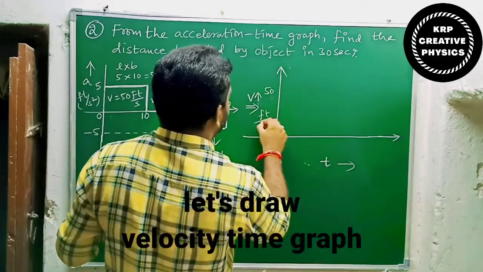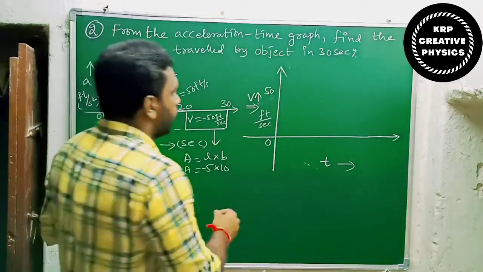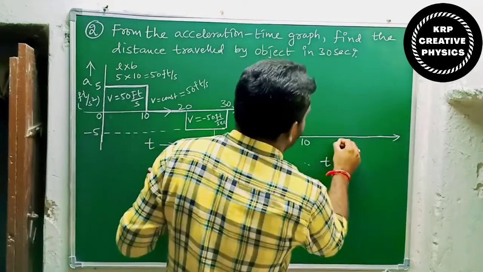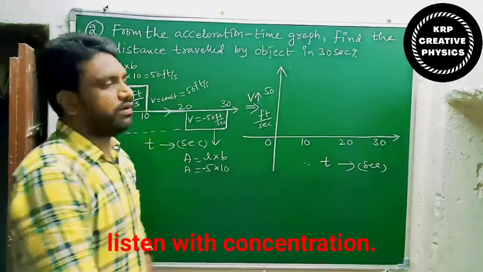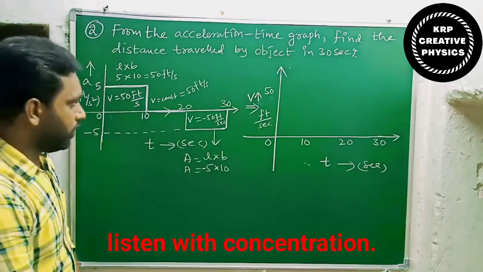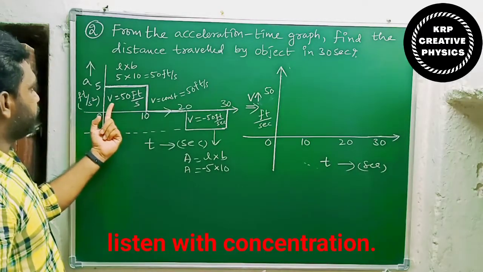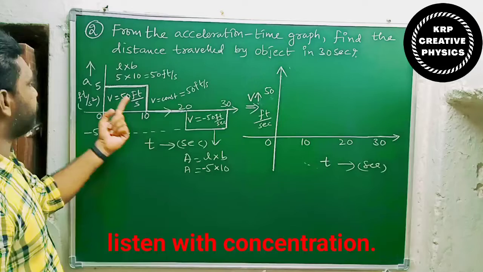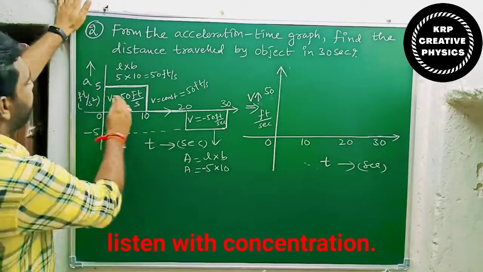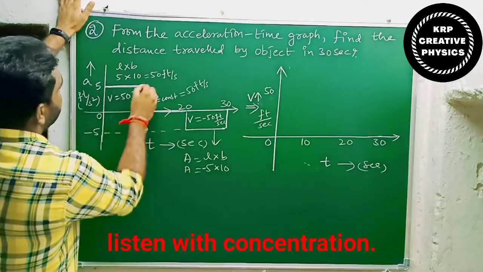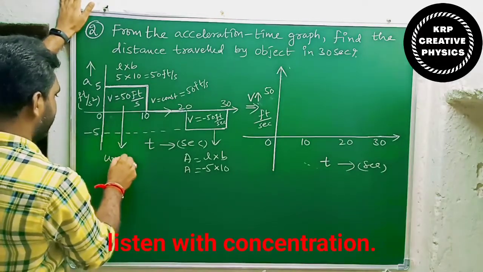50 feet per second. Time has a gap of 10, so 10 seconds, 20 seconds, 30 seconds. In this way we have to take the readings on the x-axis and y-axis. Now observe from 0 to 10 seconds. What is the velocity here? 50 feet per second. One more thing you should remember: this particular region is representing uniform acceleration.